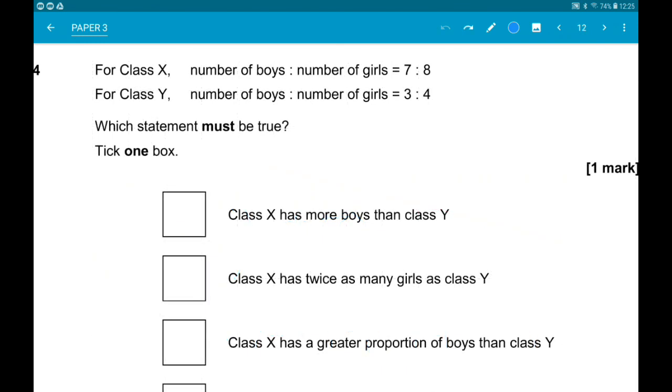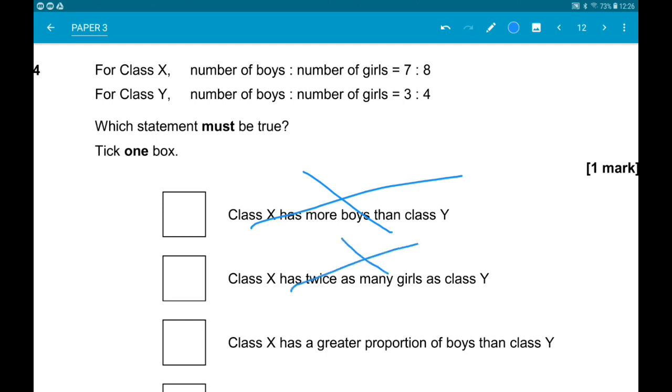Number 14. In class X, the number of boys and girls is 7 to 8. In class Y, boys and girls is 3 to 4. Which statement must be true? Tick a box. So, class X has more boys than class Y. We don't know anything about the number of students in the classes, so it can't be that one. Class X has twice as many girls as class Y. Again, we don't know anything about the actual numbers, only the proportions. So, no.